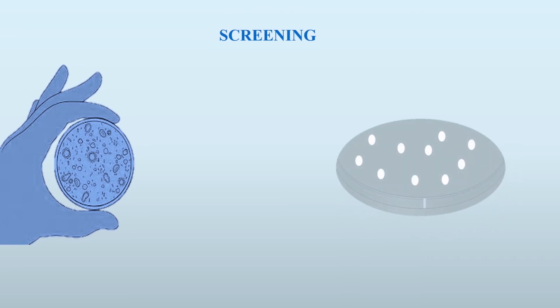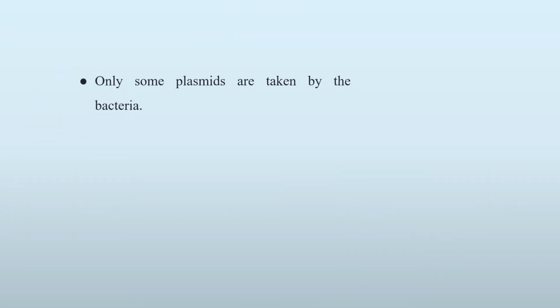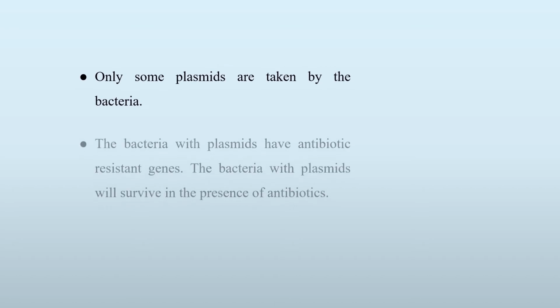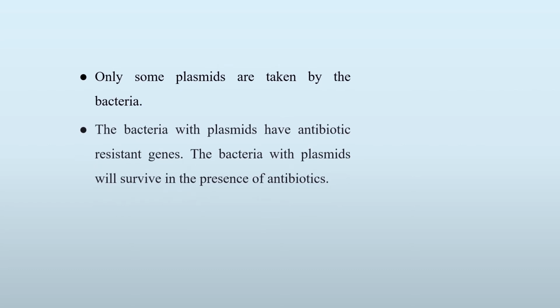Screening is the process to identify recombinant DNA or non-recombinant DNA molecules. Only some plasmids are taken by the bacteria. The bacteria with plasmids have antibiotic resistance genes. The bacteria with plasmids will survive in the presence of antibiotics.